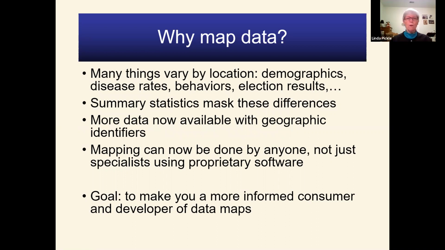So why map data at all? Many things vary by location: demographics, disease rates, behaviors, election results, all sorts of things. And just presenting a summary statistic masks these geographic differences. Now, in say the last 10 years or so, there's more and more data available that has geographic identifiers on it. And mapping can now be done by anyone, even on your cell phone, not just by specialists using proprietary and expensive software. So now maps are everywhere. And the goal tonight is to make you a more informed consumer and perhaps developer of data maps.